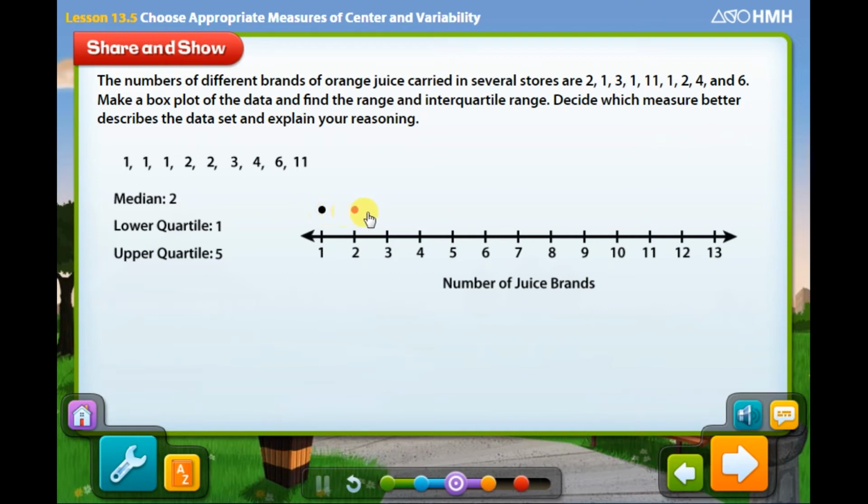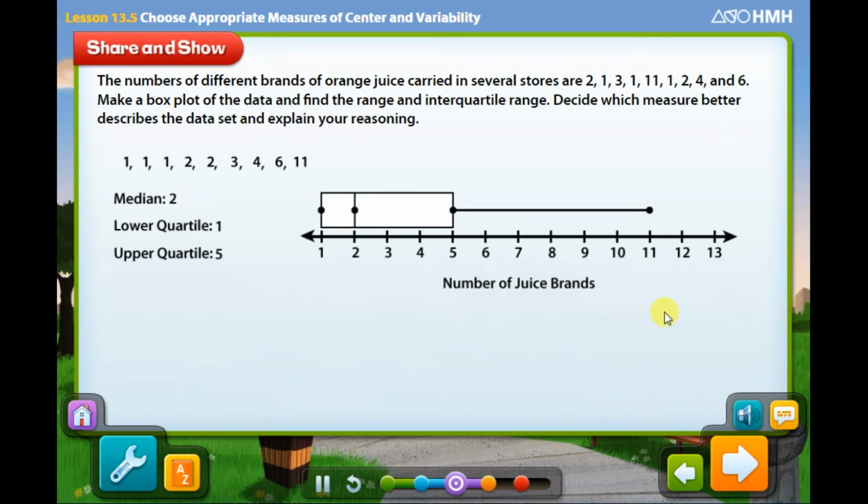1 is the least. The greatest is 11. The median is 2. The lower quartile is 1 again. The upper quartile is 5. So here will be the box, and that will be the line to the greatest point. Good job! The points are now plotted.